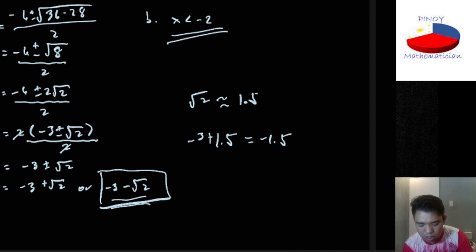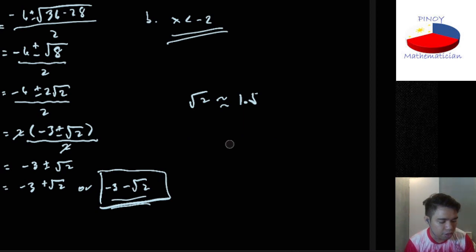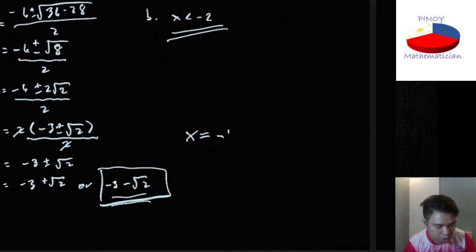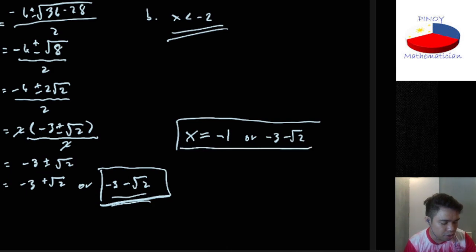So that means the possible values of x overall, in general: the first one was x equals negative 1. So x is equal to -1, or x is -3 minus square root of 2. So this is now your solution set, or the values of x.